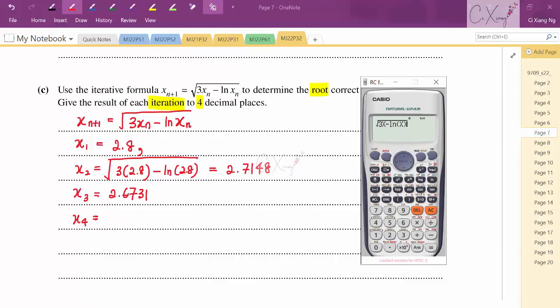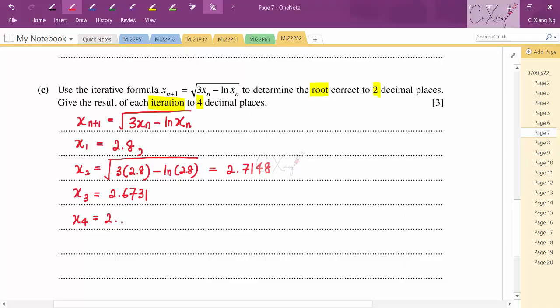Okay, and now I want to substitute this value 2.6731 to get the x4. So you can press calculate, CALC. It asks what is the value of x that you want to key in. So you key in 2.6731, 4 decimal places, and you type in the equal sign. When you press the equal sign, you get 2.6526. So for this answer here, you put in 2.6526.